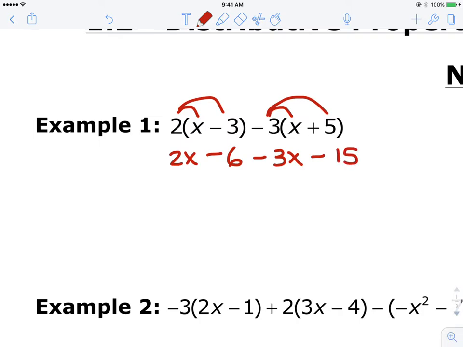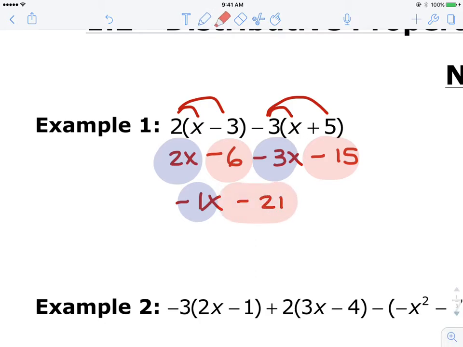Now this looks like the lesson we worked on yesterday, just combining like terms. I know my like terms are here, 2x and negative 3x. I add the 2 plus the negative 3, or 2 minus 3, and that gives me negative 1x. My other pair of like terms are just my constants. I've got negative 6 and negative 15. I add those together, negative 6 plus negative 15, and I get negative 21.